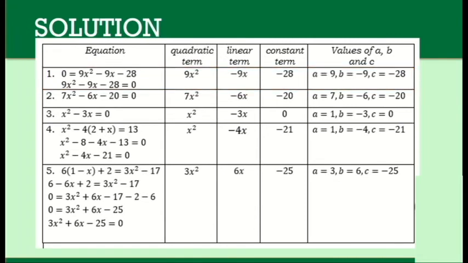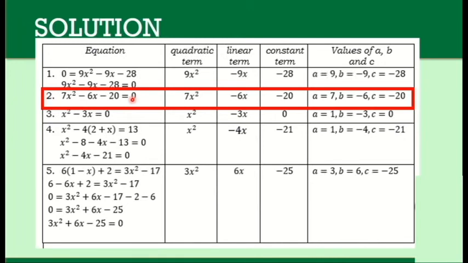Okay, so how about for the second item? So inside this red box right here. So this was the given, and it's already in standard form of our quadratic equation, so it's easier for us to determine the different parts. So 7x squared is our quadratic term, followed by negative 6x as our linear term, and our constant will be negative 20 with these values of our A, B, and C.